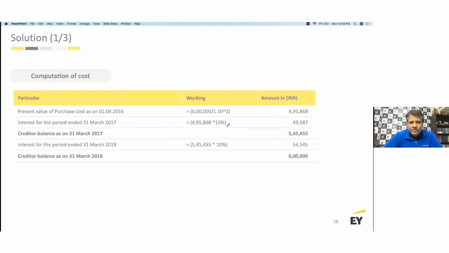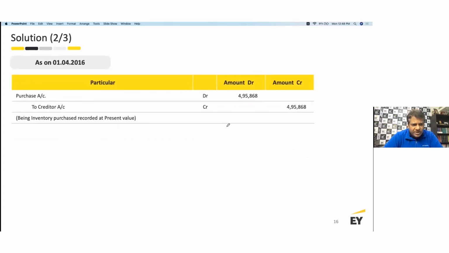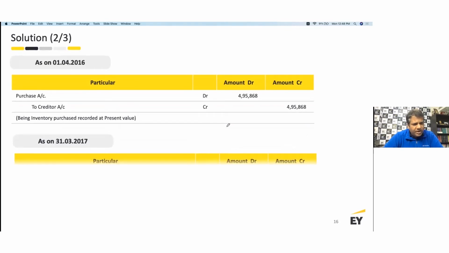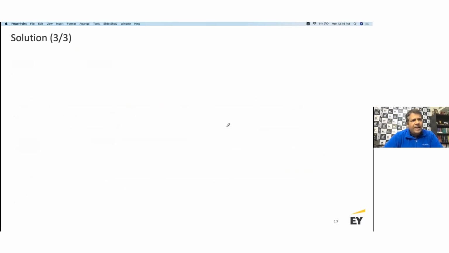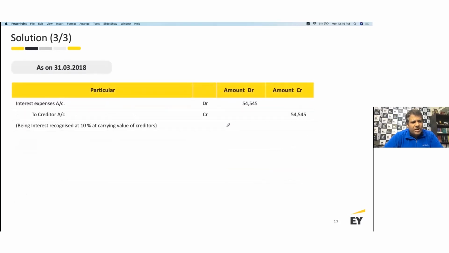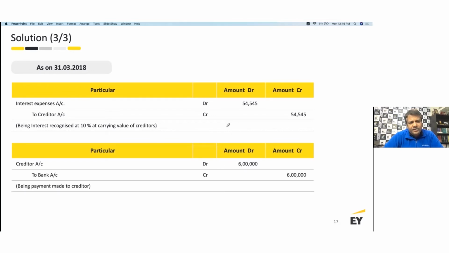And now we're going to look at some of the journal entries which I need to record. As on 1st of April, I have a purchase account to creditor account, which is 4,95,868. Then at the end of the year, 31st of March 2017, I'm going to record the interest cost for that period, which is 49,587, and I'm going to credit to the creditor. And then on March 18, interest expense account debit to creditors account, which is 54,545, and then you pay out to the bank, which is 6 lakh rupees debit and 6 lakh rupees credit.